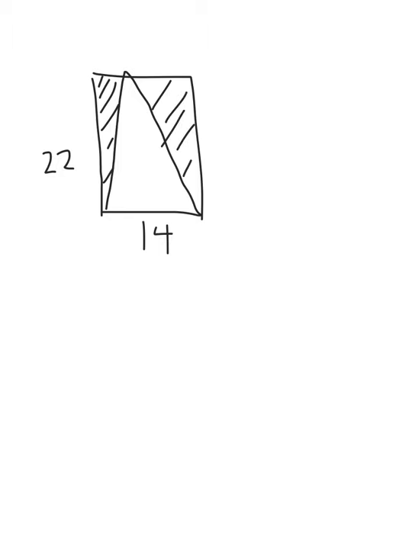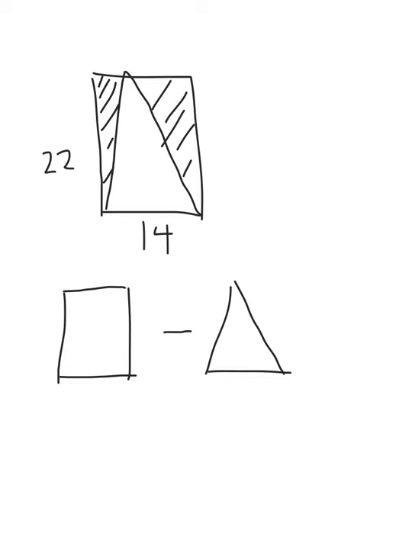Now, the shaded area consists of 2 triangles, and the secret to this is seeing how you make that triangle. So those 2 triangles have the same area as the big rectangle minus the area of the triangle inside the rectangle. Does that make sense?